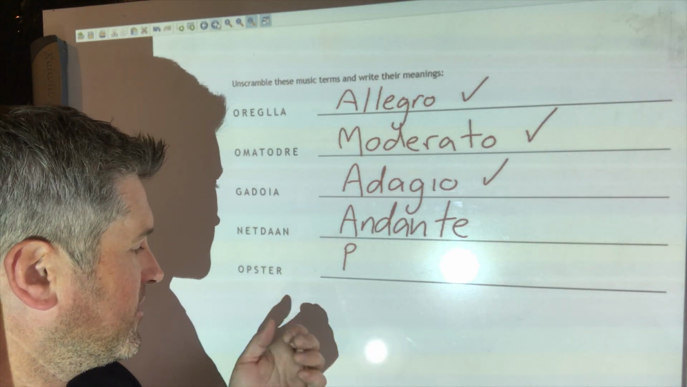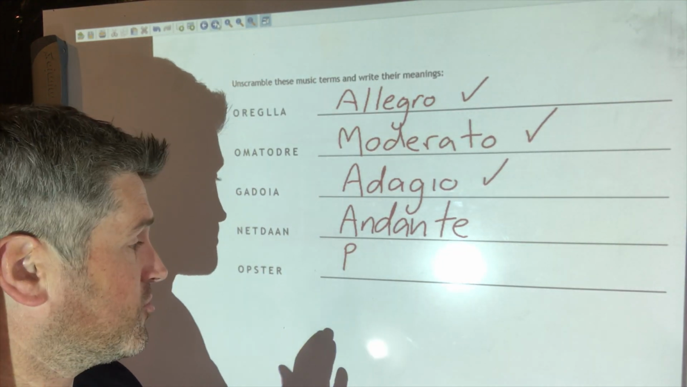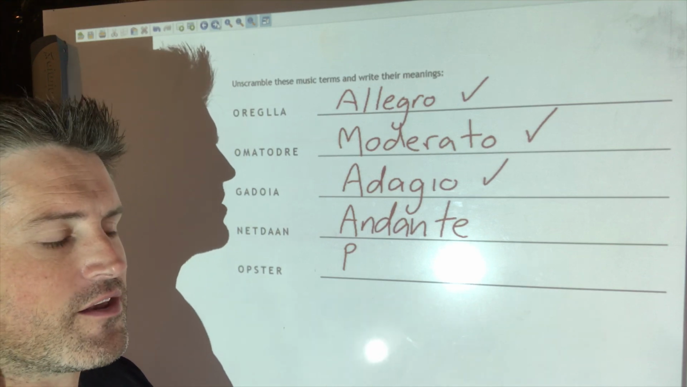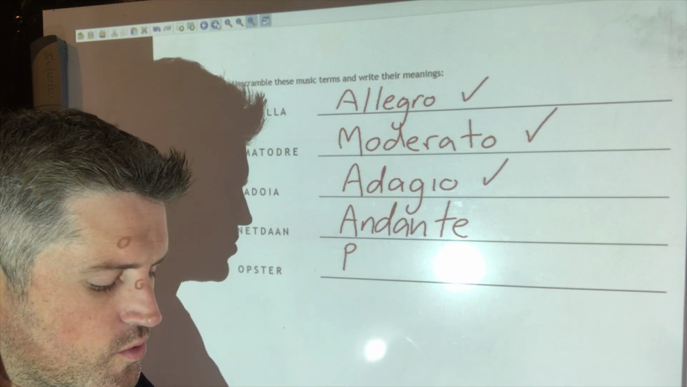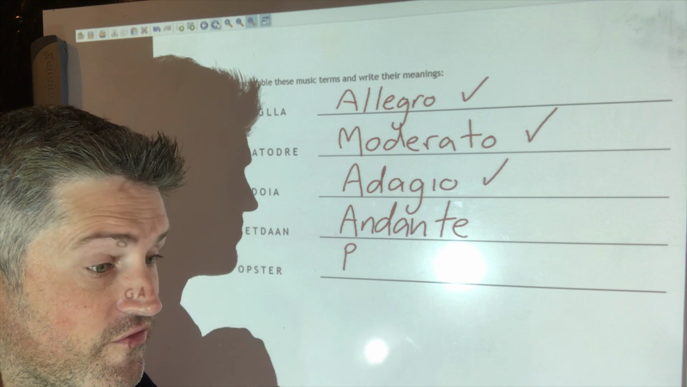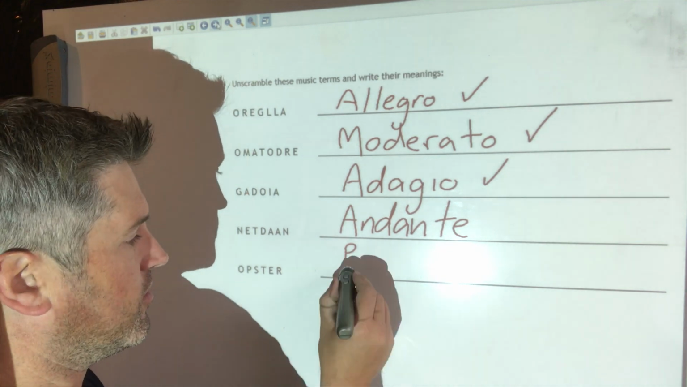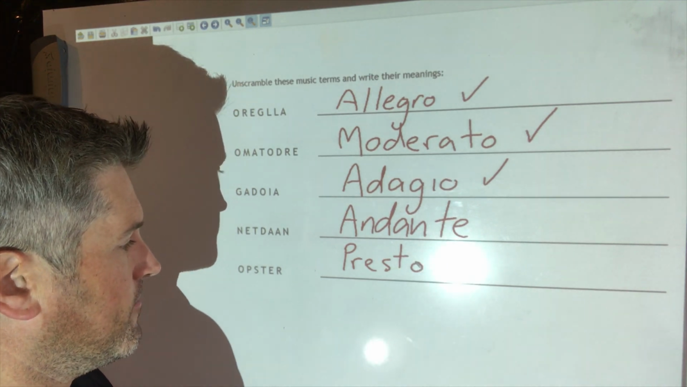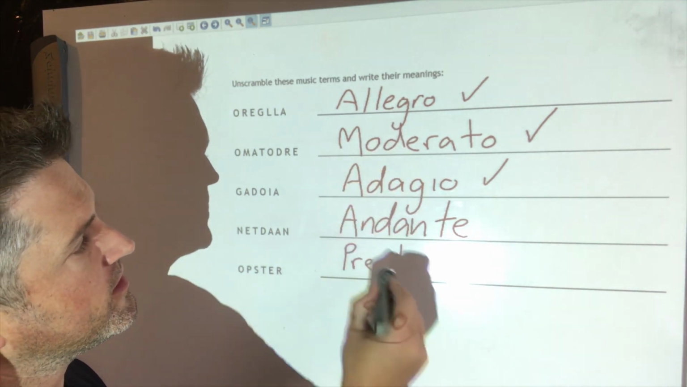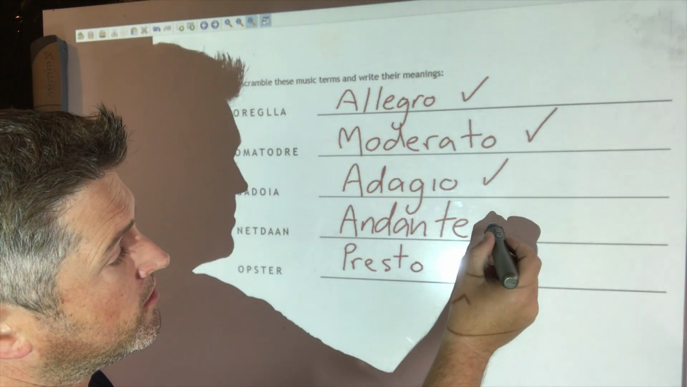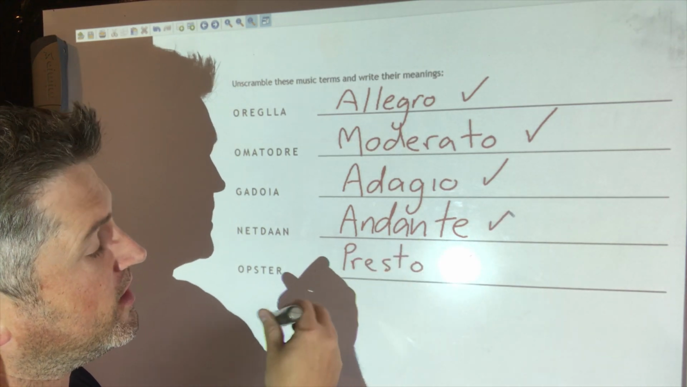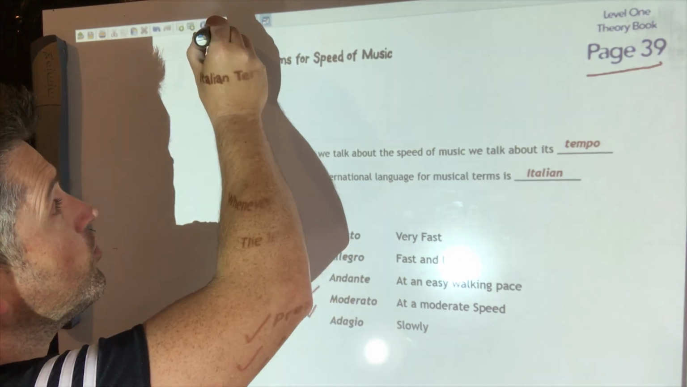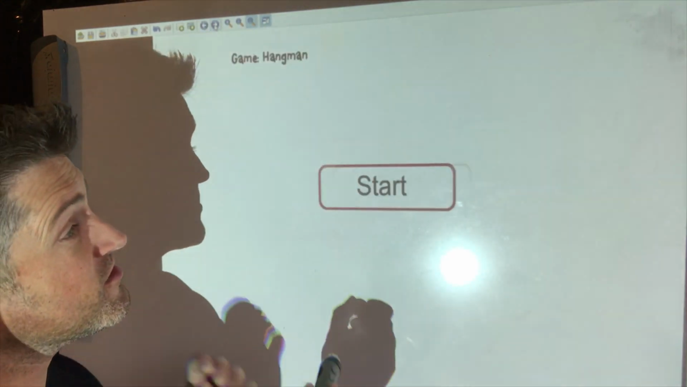And this last one here, just by process of elimination, you should be able to have this. When I was young, even though I wasn't part of an Italian community, I always knew this word because it was just another word for going fast. You know, presto. Okay, so adagio, moderato, andante, and presto. So these words here are the ones that we are going to be working through here on page 39.